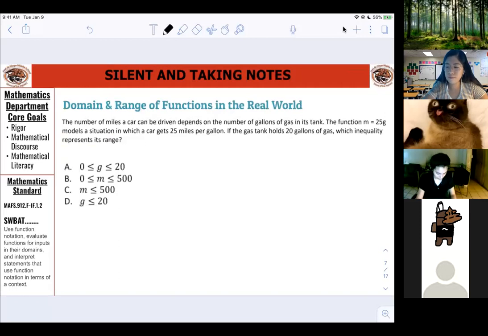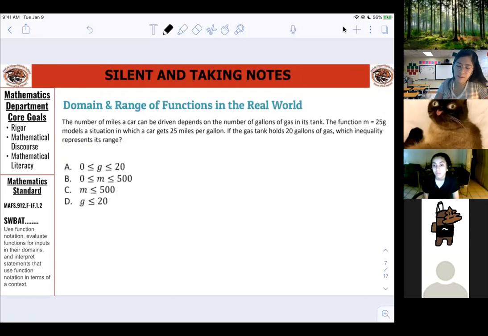The number of miles a car can be driven depends on the number of gallons of gas in its tank. The function m equals 25g models a situation in which a car gets 25 miles per gallon. If the gas tank holds 20 gallons of gas, which inequality represents its range?